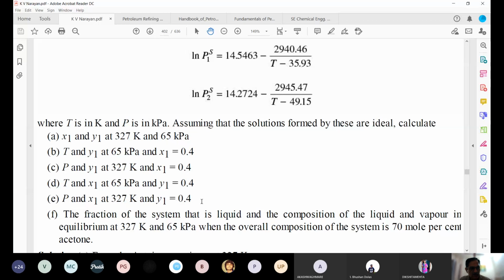Find P and X1 at 327 Kelvin and Y1. We haven't done E part, right? So let us do that E part. Again, it's similar to C part, and the only thing is here Y1 is given and we have to find out X1.